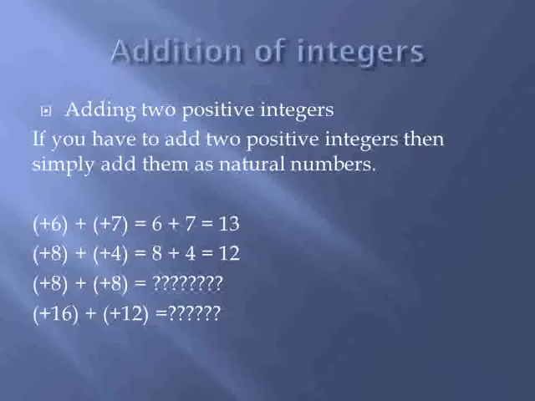First see the sign of the integers. Plus means they are positive integers. Just take the two numbers, 8 and 4, add them, and you get the answer, which is 12. That is +12. Now these two questions are for you. You have to practice them on your own.